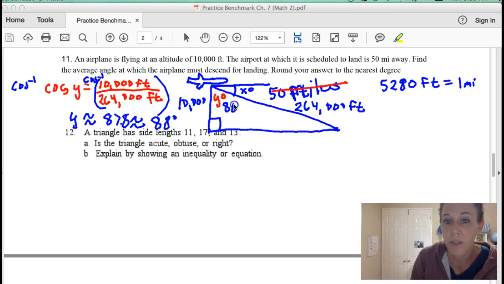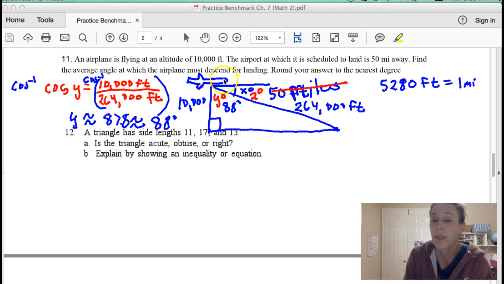If y is approximately 88 degrees, and this makes 90 degrees, I have 2 degrees left for here. So I know angle x is going to be 2 degrees. And that will be the average angle at which the airplane must descend for landing. 2 degrees. If he's at 10,000 feet, he has to tip that nose 2 degrees so that he hits at this airport that's 50 miles from here. All right, so 2 degrees would be the answer.